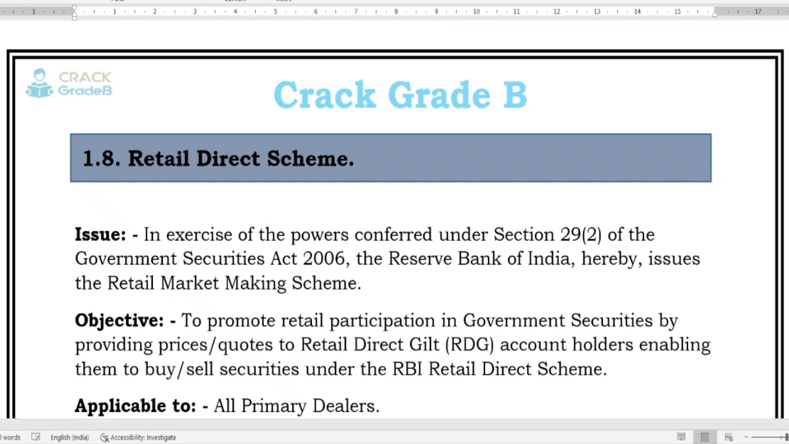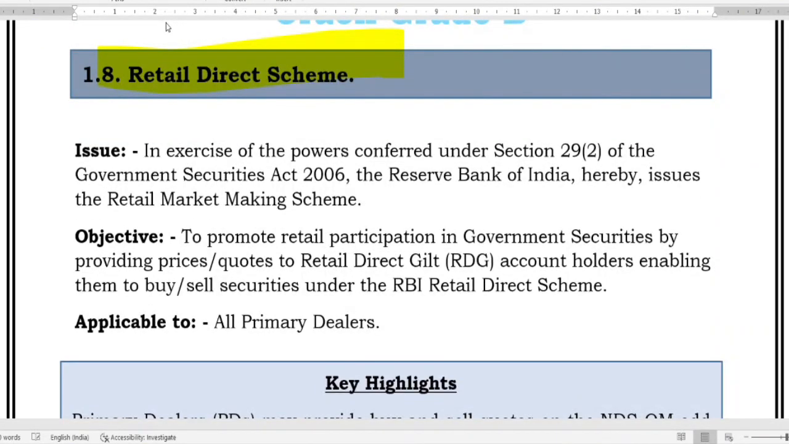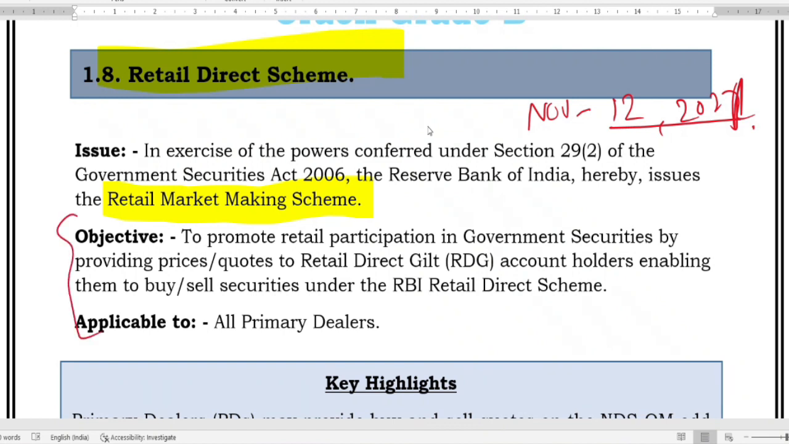Then let's see the next news, that is retail direct scheme. Okay, so this scheme is by the Reserve Bank of India. So in the month of November, so if I remember it correctly, November 12, 2022. Okay, sorry, not 2022, 2021. Okay, 2021, the notification for the retail direct investment, retail direct scheme came. And you will find a video in the YouTube channel that what is retail direct scheme is. Here, let's simply see what's the thing. So now RBI has come up with the guidelines, how it will be done.